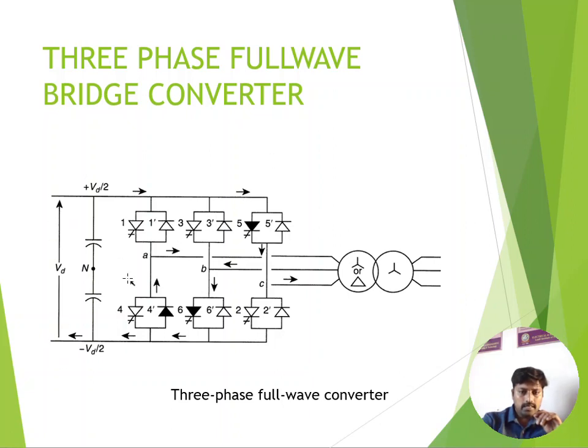These are the 3 phases you have included. Phase A is connected between valves 1 and 4, phase B is connected between valves 3 and 6, and phase C is connected between valves 5 and 2. These are the 3 AC phases connected. Based on the operations, we can give the valve numbers, so it is not mandatory. As per operation also we can number them 1, 2, 3, 4, 5, 6. Accordingly you can change the operation modes.